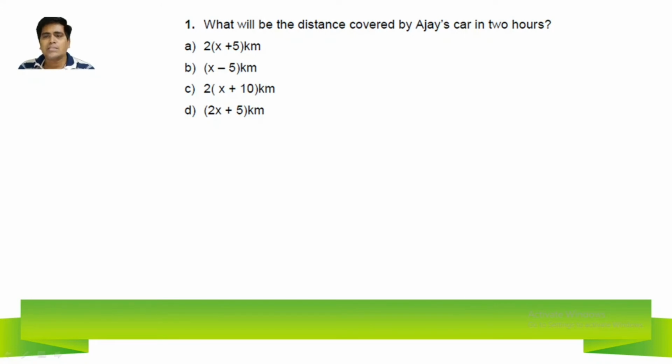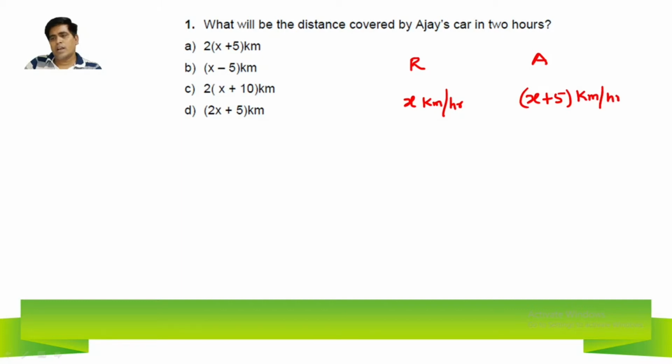What will be the distance covered by Ajay's car in 2 hours? It's very clear that Raj's car speed is x kilometers per hour and Ajay's car speed is x plus 5 kilometers per hour. Based on the data, I wrote this. Per hour x kilometers he is going, per hour x plus 5 kilometers he is going. Now, the distance Ajay's car will travel in 2 hours.